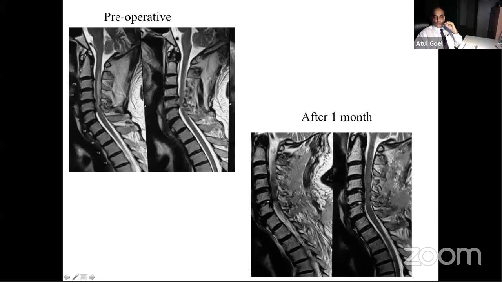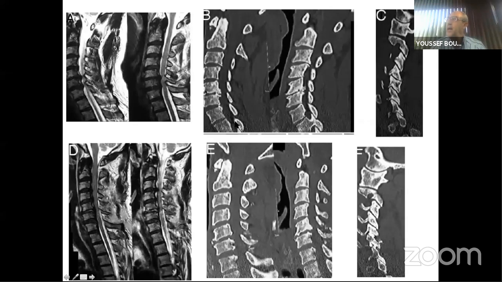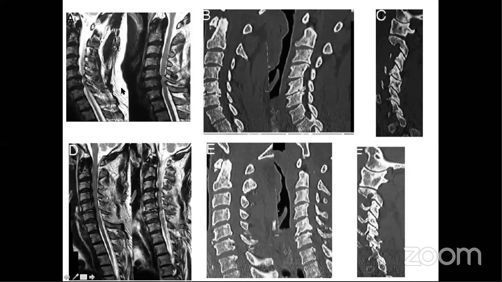You see, there is a new disc formation here. The ligamentum flavum has disappeared. The osteophytes have disappeared after 1 month of surgery. And this is a new patient. This is another case with multi-level osteophytes.